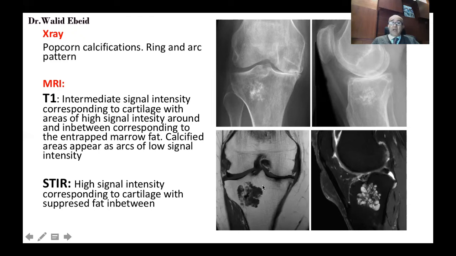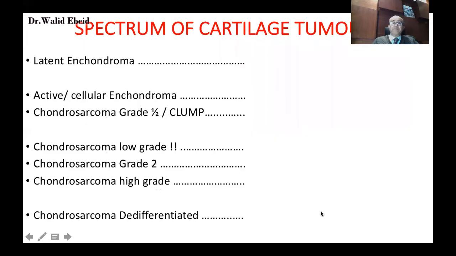In T2 weighted image and in the STIR, fat suppression images, the cartilage, which was intermediate intensity in T1, will appear of a high signal intensity because of its high water content here. And the fat in between will appear dark, and the calcification will appear very dark. So this is how the cartilage lesion, the enchondroma, will appear on the MRI.